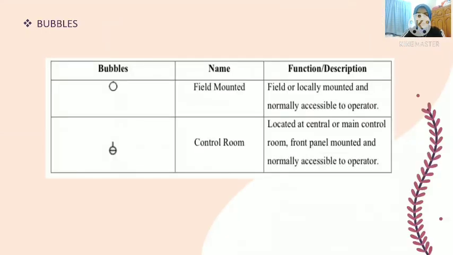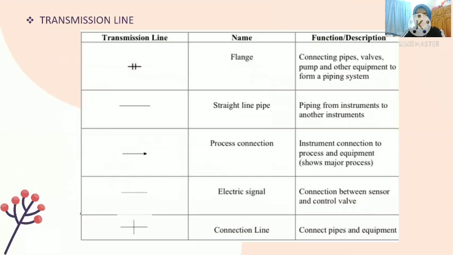Next is the bubble. Basically there are 2 bubbles in the PNID diagram, which are field mounted and control room. And the last one is the transmission line. There are 5 lines in the PNID diagram, which are flange, straight line, pipe, process connection, electric signal, and the last one is connection line. You can go through the function of each of the lines here in the slide.